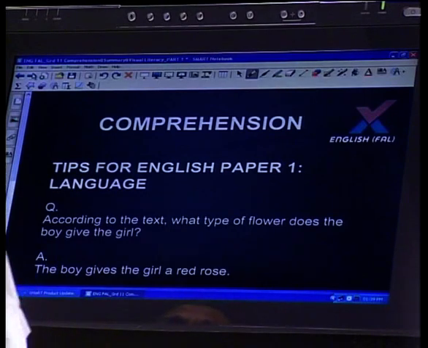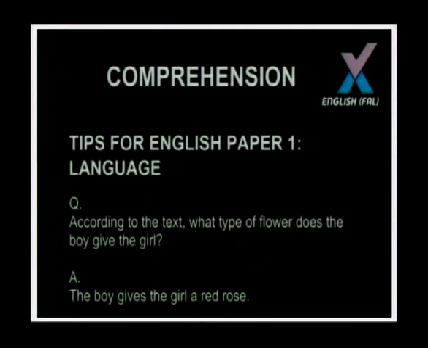Let's go on. Let me give you a few tips for English Paper 1, language and comprehension. Now, questions are framed by examiners using different levels. We start off from the very simple and it goes to the more complex type of question. So right at the outset, you'll find a few questions that will cater for everyone. So you shouldn't get those wrong, especially the first 3 or 4 questions.